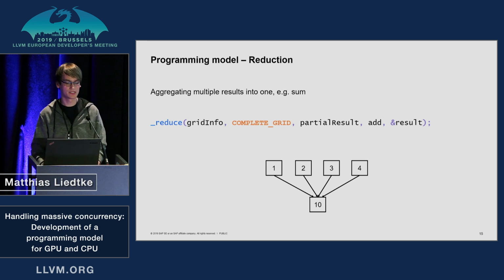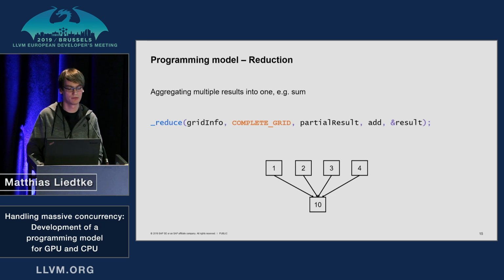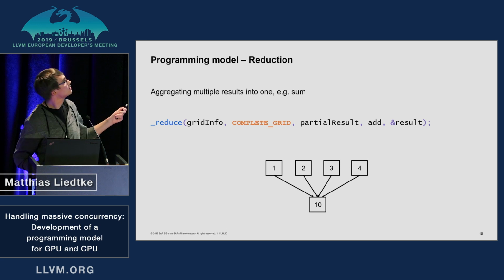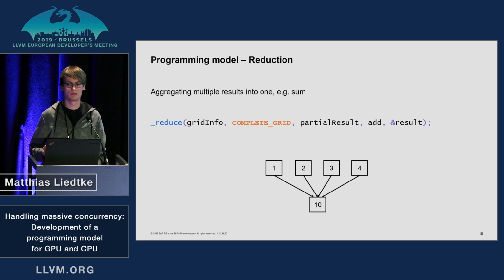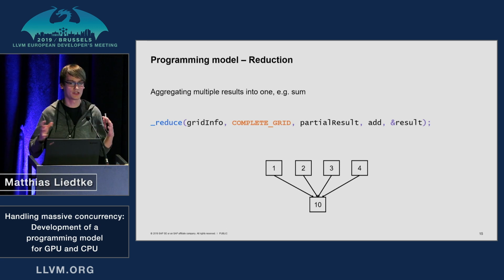So you have to reduce it somehow, and this is quite similar to what NVIDIA does with CUB, which is a library for CUDA. We define a reduce operation, and it takes the grid info, so it gets some information about how many threads there are and so on. And then you can specify, okay, what do I want to reduce? How large is the amount?